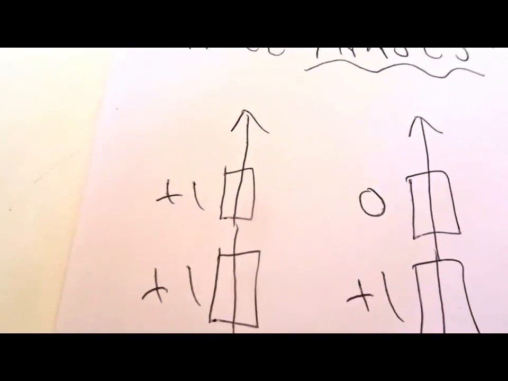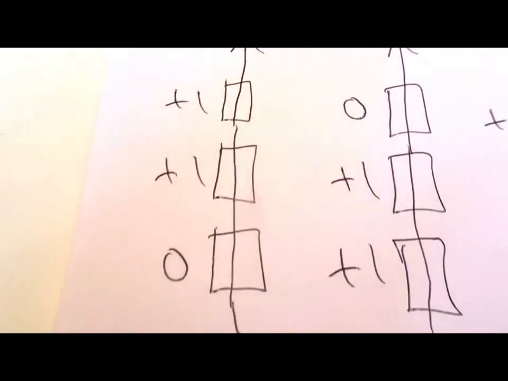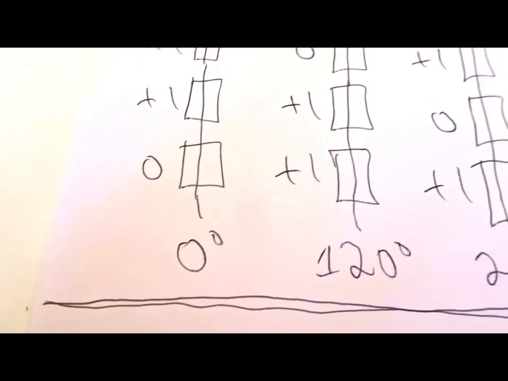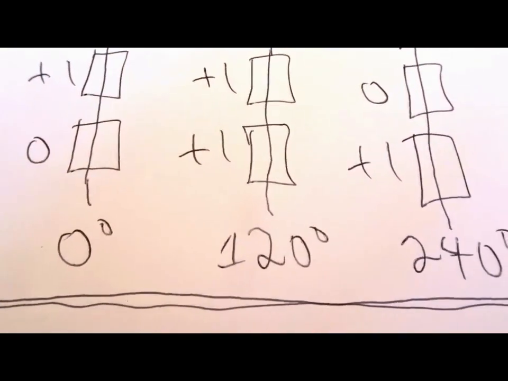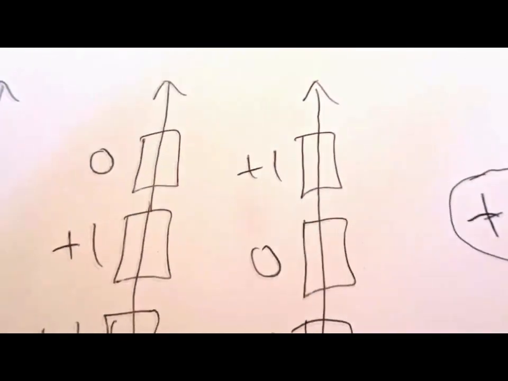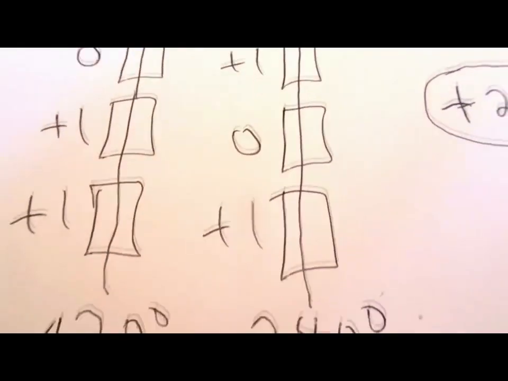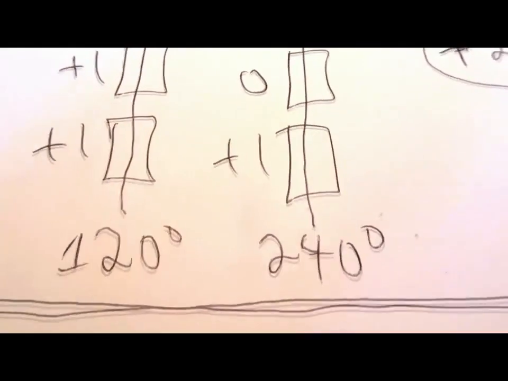So we can have the first phase, plus 1, plus 1, 0, 0 degrees. The second phase, 0, plus 1, plus 1, phase 120 degrees. The third one, plus 1, 0, plus 1, phase 240 degrees.